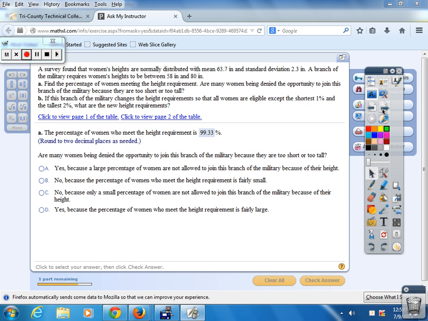Okay. Now, it says, are many women being denied the opportunity to join the branch of military because they are too short and too tall? Why did I take those out? You got 99% of the population.